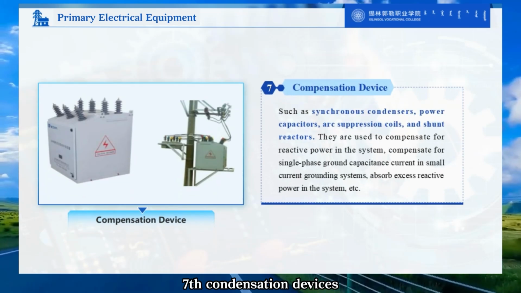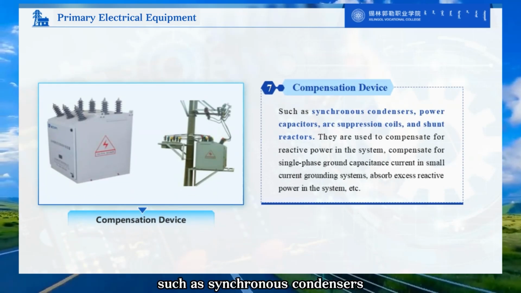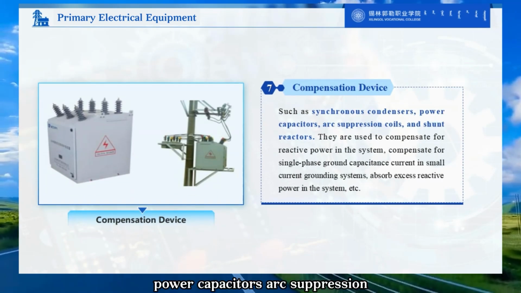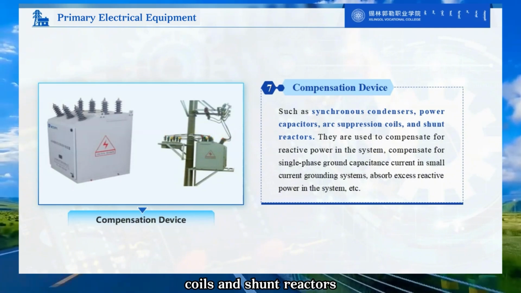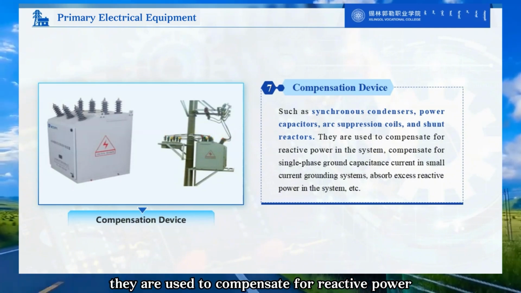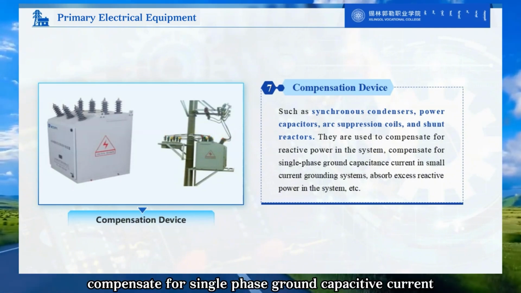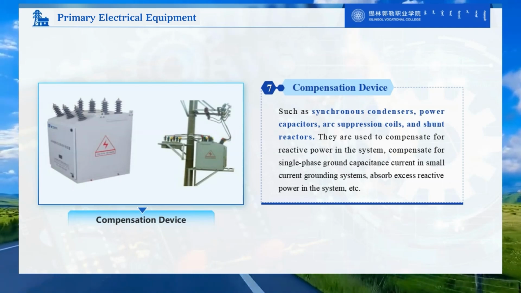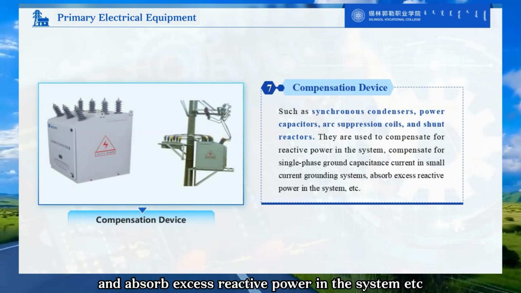Seventh, compensation devices, such as synchronous condensers, power capacitors, arc suppression coils, and shunt reactors. They are used to compensate for reactive power in the system, compensate for single-phase ground capacitive current in small current grounding systems, and absorb excess reactive power in the system, etc.